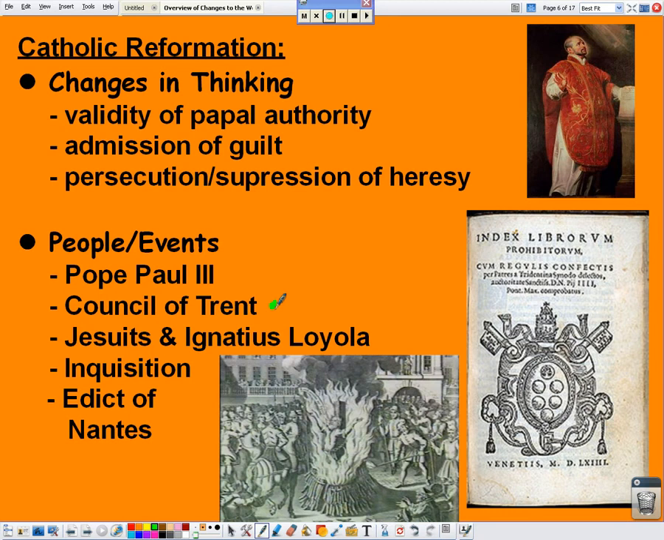Last thing you need to know, Edict of Nantes, puts a stop to a lot of this persecution and religious conflict. The Edict of Nantes, which I think is written 1568, 1578. I feel like there's a 1, a 5, and an 8 in there someplace.